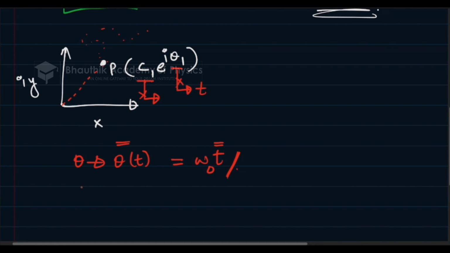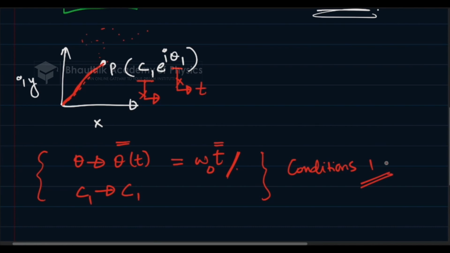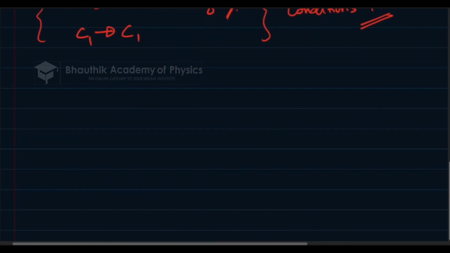It will start to move, basically. Now I'm going to impose another restriction: that c1, which is the length of the point, is not a function of t. It is going to be a constant, meaning that the length, which is this line, is not going to change. So the motion of this point is restricted now, and we will see how the point is going to move according to these two conditions. Let me call these conditions 1. So according to conditions 1, let's see how this point is going to move on the complex plane.